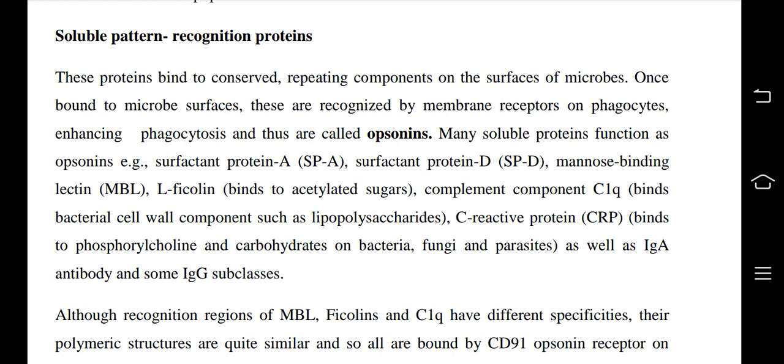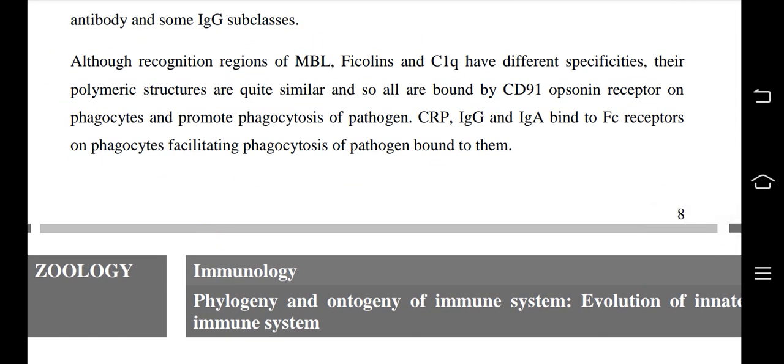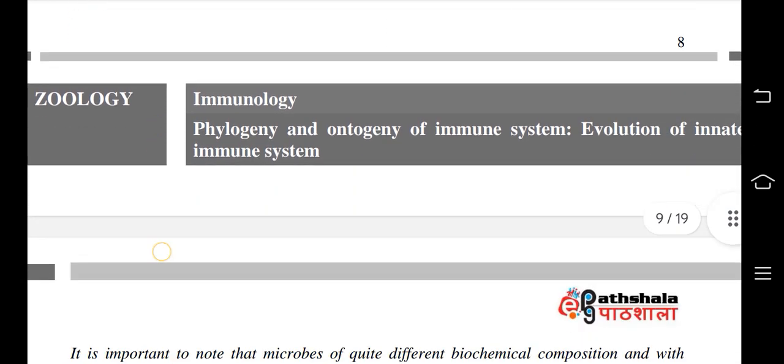C-reactive protein, CRP, binds to phosphorylcholine and carbohydrate in bacteria, fungi, and parasites, as well as IgA antibody and some IgG subclasses. Although recognition regions of MBL, ficolins, and C1q have different specificities, their polymeric structures are quite similar, and so all are bound by CD91 opsonin receptors on phagocytes and promote phagocytosis of the pathogen. CRP, IgG, and IgA bind to Fc receptors on phagocytes, facilitating phagocytosis of the pathogen bound to them.